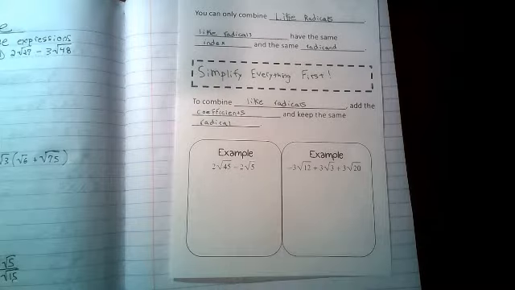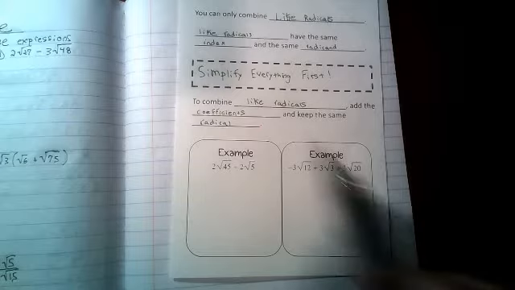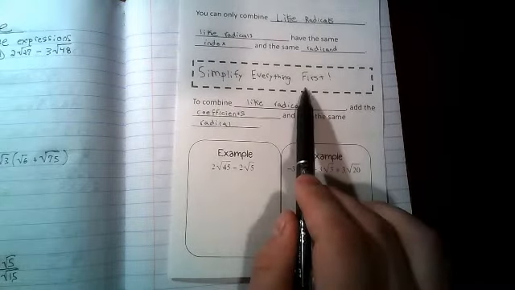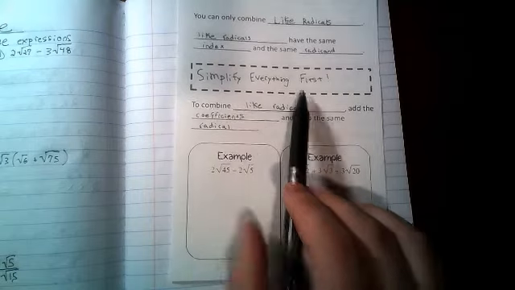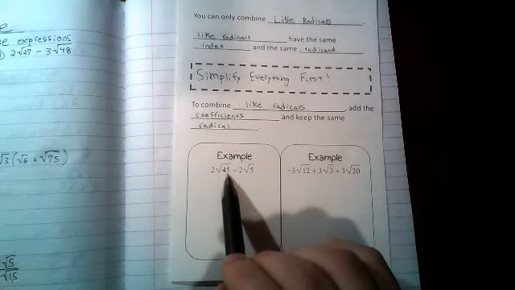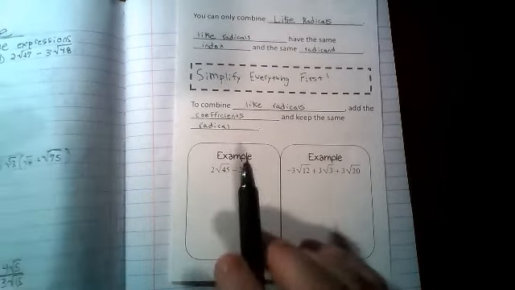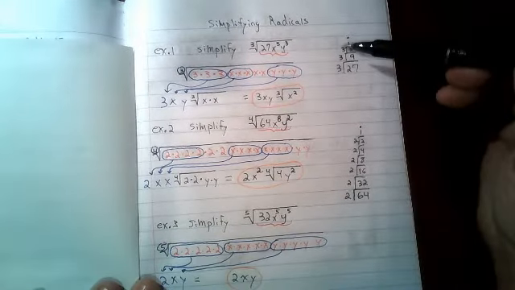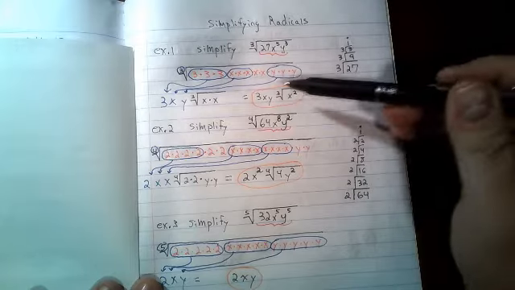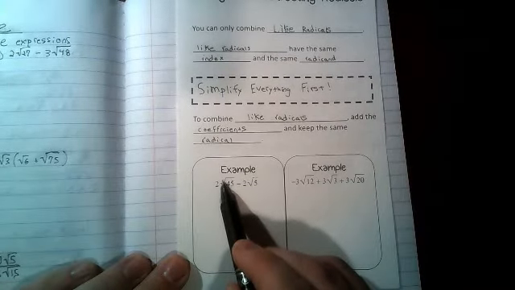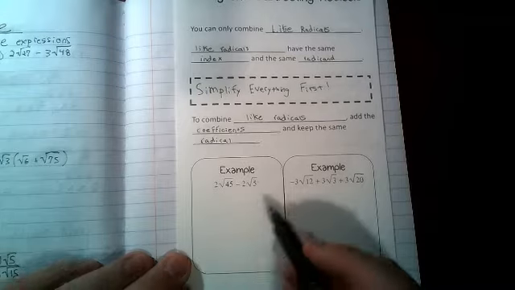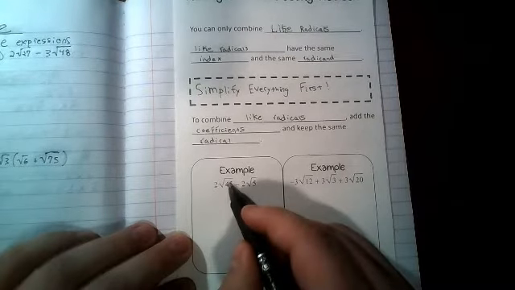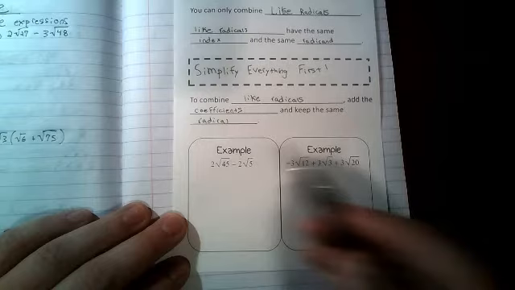But what I can do is change the way they look by simplifying everything first. So we're going to simplify the square root of 45. And simplifying, if you look back here, means that we find the prime factorization, and then we write it out and start taking out groups of whatever the index is, and in this case, the index is empty, so it means it's 2. So my first step is to find the prime factorization of 45.